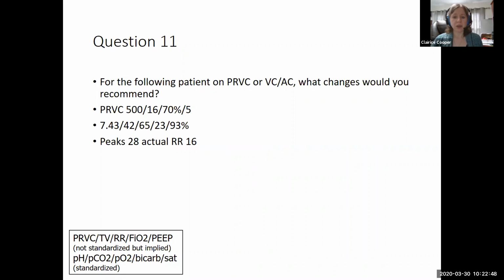Next patient, PRVC. These are their vent settings. This is their gas. And their actual peak airway pressures are 28 and respiratory rate is 16. You can consider what you would do. Pause.